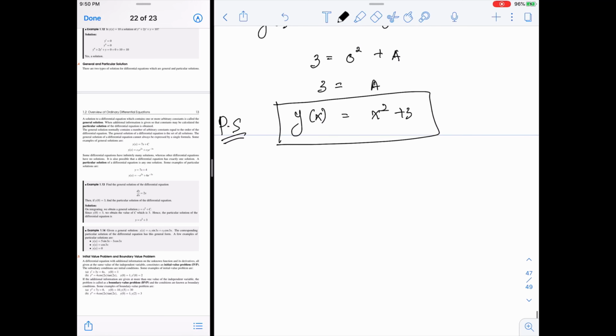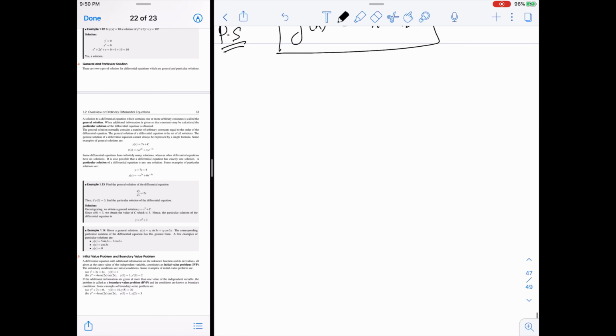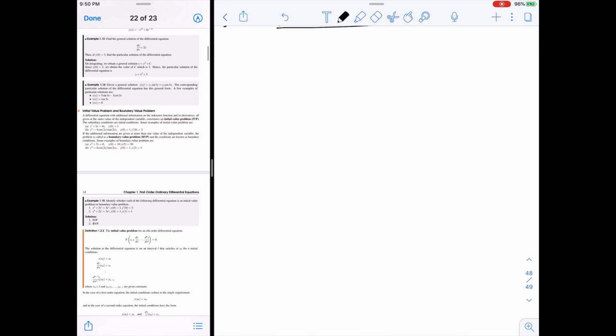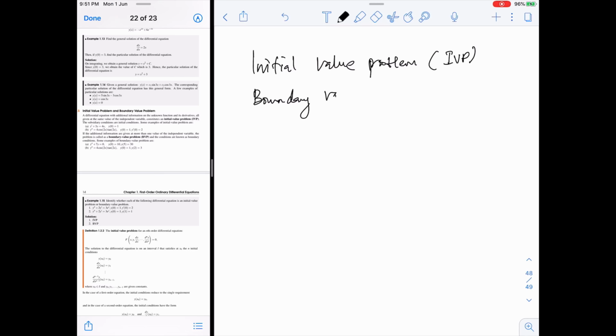Okay, I hope you understand. Now let's proceed to another type of problem that you may encounter after this. The first one we call initial value problems, sometimes noted as IVP. And another one we have is boundary value problems, or BVP.